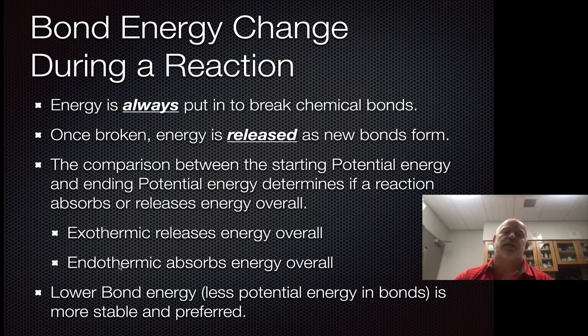Now, ultimately, elements and compounds want to have the lowest bond energy they possibly can. They want to be at their most stable state, which is the least amount of energy present. So everything wants to go to low energy if possible, because that's the more stable and preferred position for these elements. In the next couple of slides, we're going to show a combination of both breaking and forming bonds on a single graph.